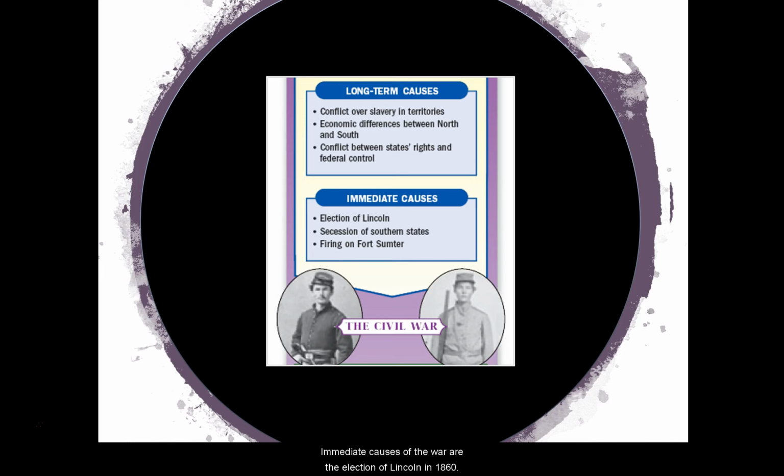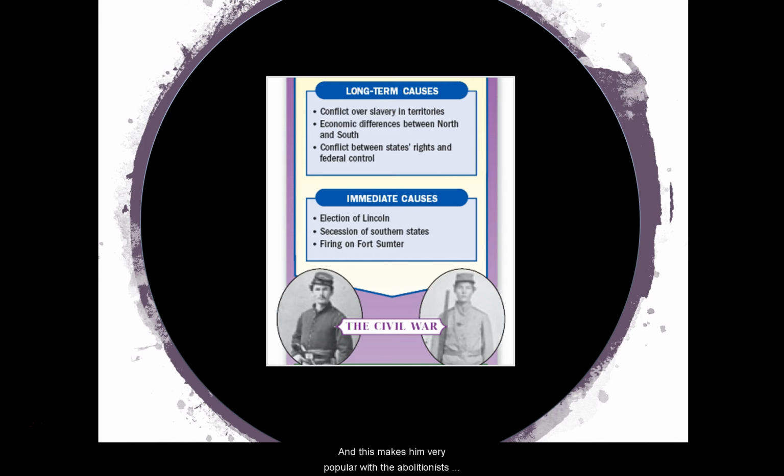Immediate causes of the war are the election of Lincoln in 1860. Many Southerners are very upset about this because in 1858, when Lincoln runs for the Illinois Senate seat against Stephen Douglas, he makes it very known that he's part of that free soil argument. And he even makes this speech, "A house divided against itself cannot stand. I believe this government cannot endure permanently half slave and half free." So he puts himself out there as a man who believes that we can't continue on this path.